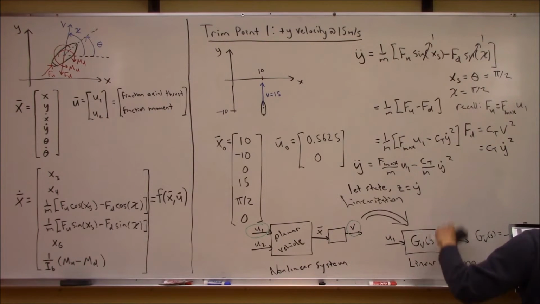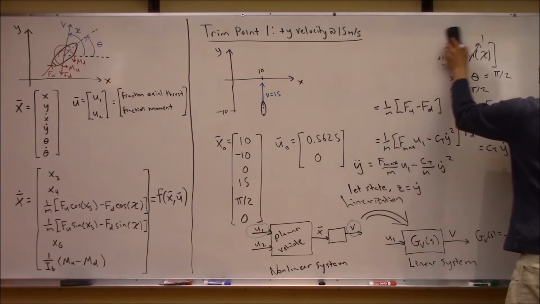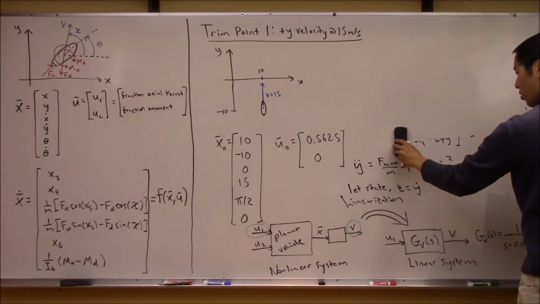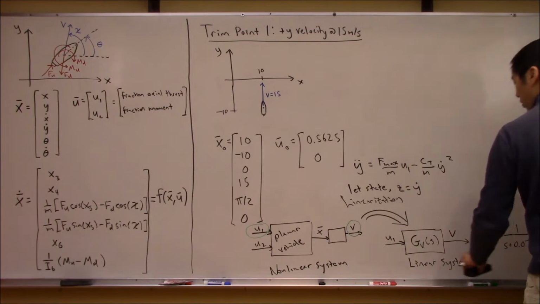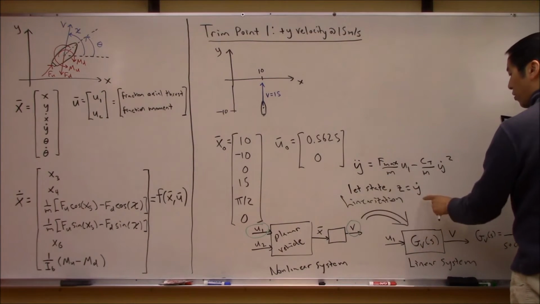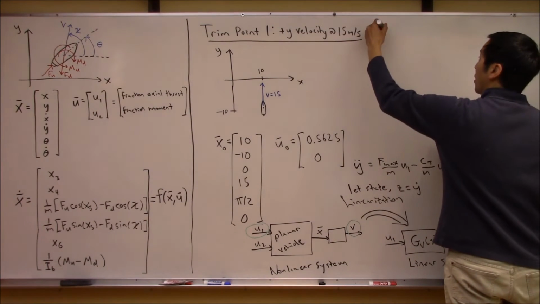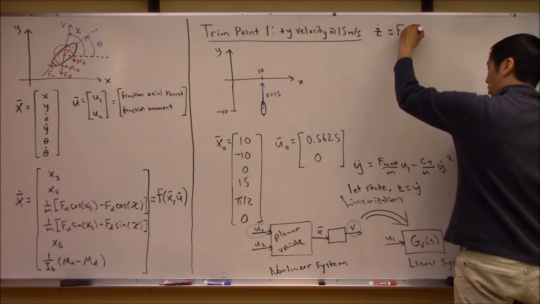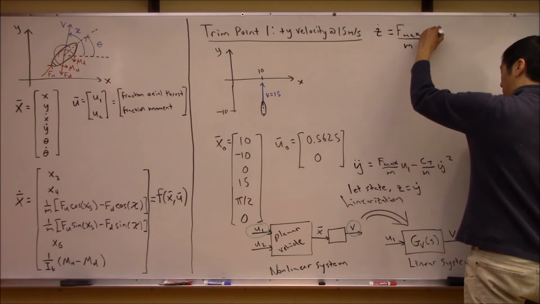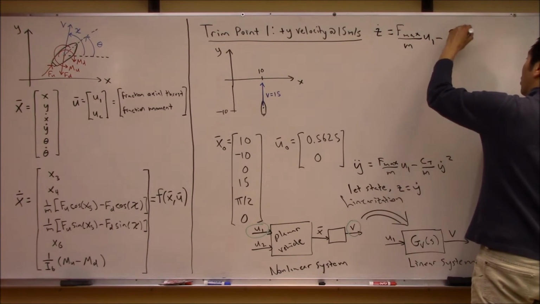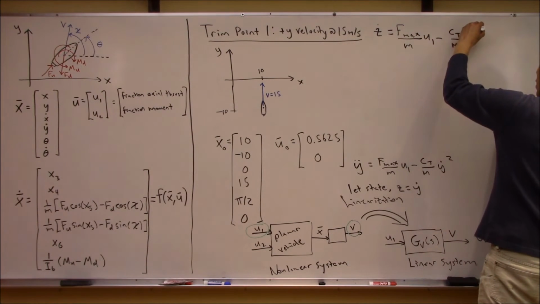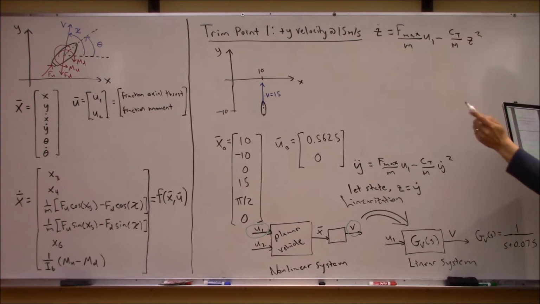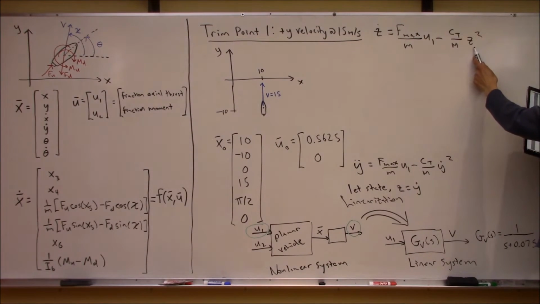Maybe what we should do here is let's erase this up at the top. We'll start all over. Okay, so what I want to do is rewrite this using this state. So we end up with z dot, right, is just f max over m times u1 minus ct over m z squared. Great. So now this is a first order, but still nonlinear differential equation here.